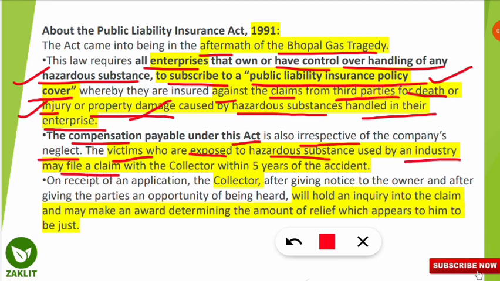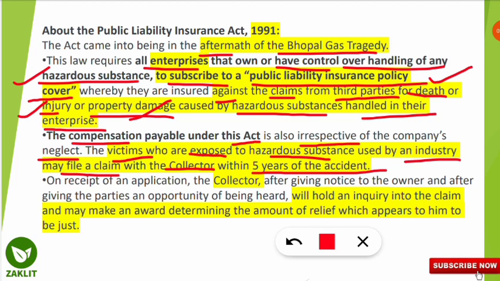So to whom will the claim be made? So the claim should be done with the collector. So the claim has to be made to the collector of that place within 5 years of the accident. So this is also important. Within 5 years of the accident, that can be death or injury or property damage, they should file a claim to the collector within 5 years of the incident or accident.